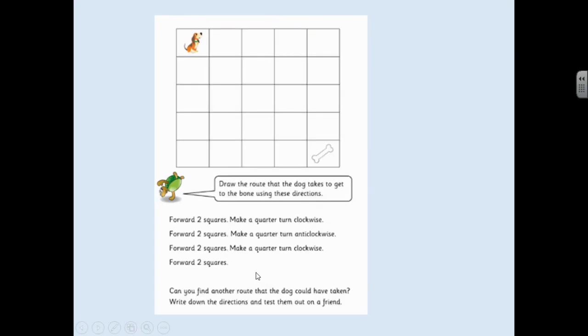The second sheet here: you need to draw the route that the dog takes to get to the bone using these directions. So you need to follow these directions and draw the route. Also, for the extension, can you find another route that the dog could have taken? Write there the directions that the dog takes. Have a go at it and please have fun.